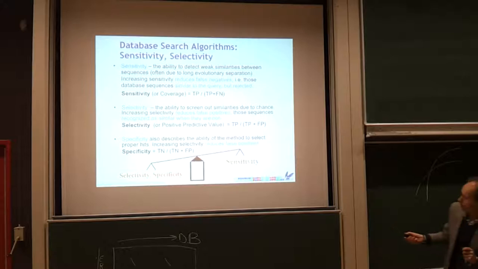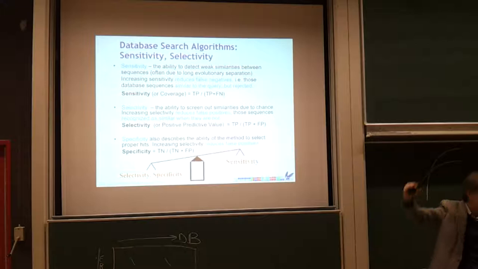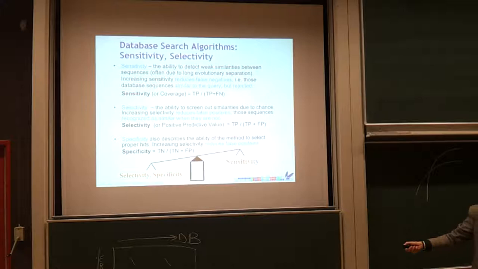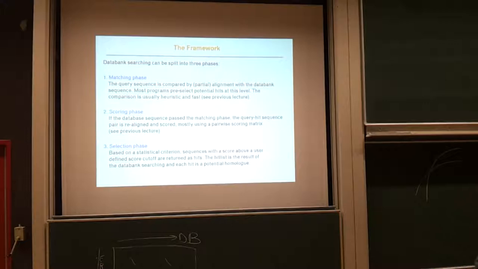So basically, I tried to allude to that already a bit. So, you know, sensitivity, how many you get out of the database, real hits, and specificity and selectivity are in a balance. Yeah? You can make one good easily, the other good, but to have balance, that's tricky. Right? If this one improves, that one tends to go down. Okay, so basically what are we all doing in this BLAST type searching or database searching in general? You do a matching phase, you do basically your local alignment mostly here in a fast way with k-mers and so on.